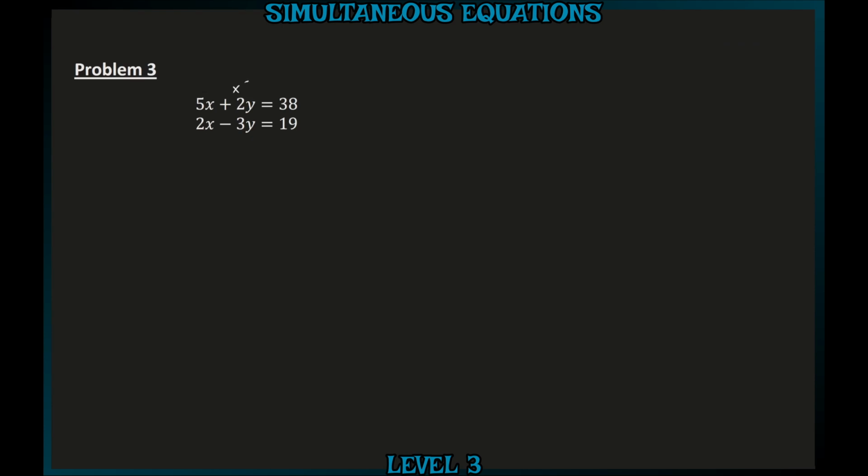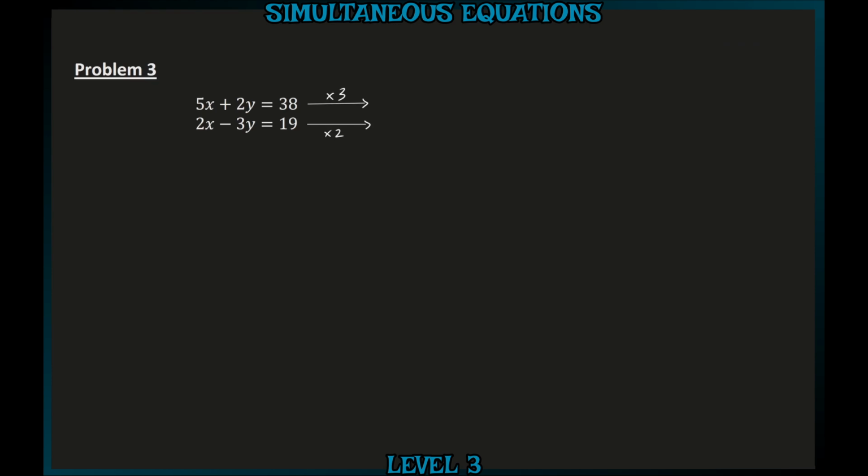Alternatively, we could multiply the top equation by 3 and the bottom equation by 2, and this would give us a 6y in the first equation and a minus 6y in the second, and then we could eliminate them by adding them. I'm going to go with the second option, which is multiplying the top equation by 3 and the bottom equation by 2, simply because it's a bit easier to add than subtract the two equations together.